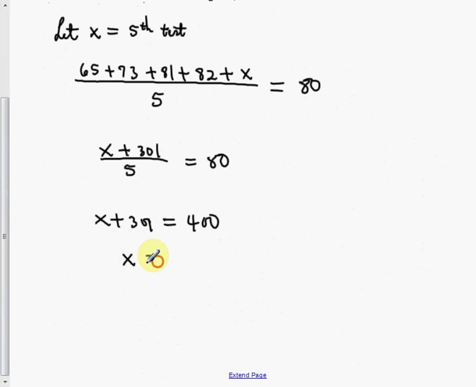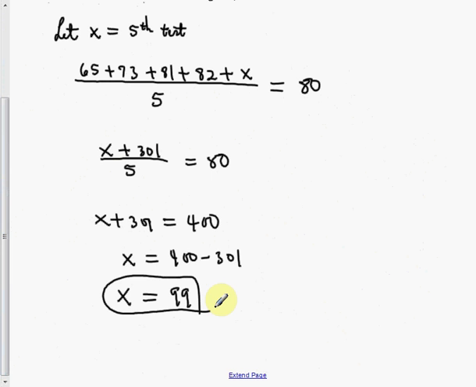So x is equal to this 400 minus 301. So he has to make what score on this fifth test? 99. So at least, he has to make a 99 or even a 100, right? To ensure his B for the class, to ensure the 80.